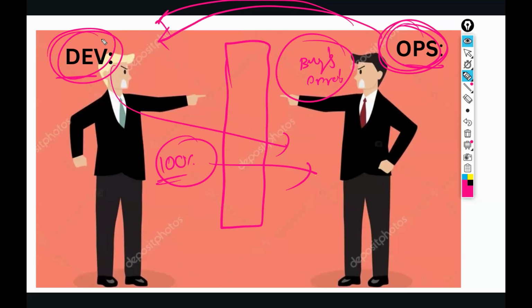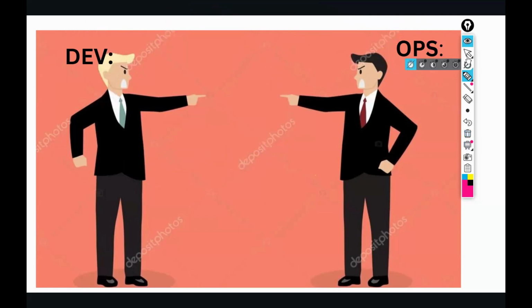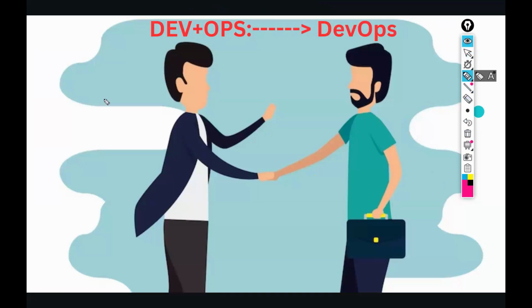Actually, the development team is a separate team and the operational team is a separate team. Once our application has failed at the server level, these two teams should work together. Instead of working together, they are arguing with each other. Doesn't it make any sense? So to avoid this confusion, to break this confusion, we have the DevOps team.